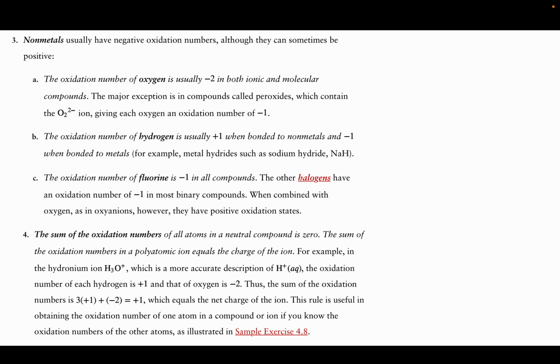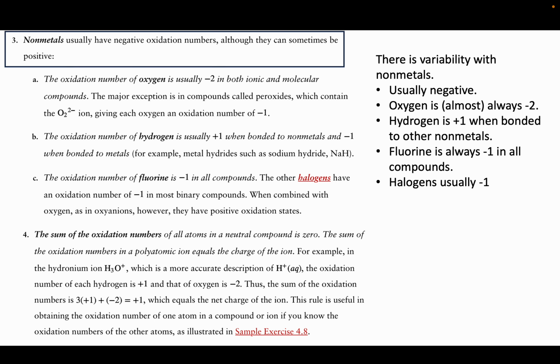Rules 3 and 4 get a little bit more complex. Rule 3, I would say, has the most variability. If we dive into this one, we see that when we have nonmetals, they will usually have a negative oxidation number.